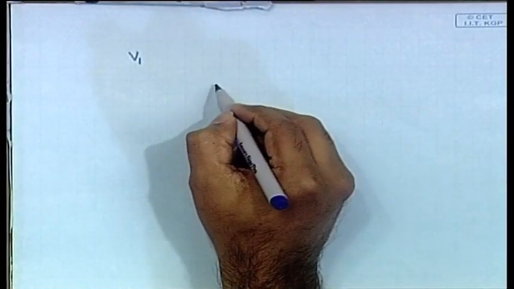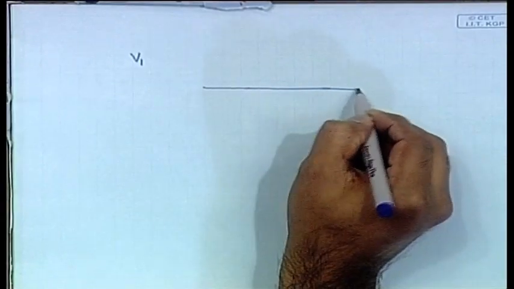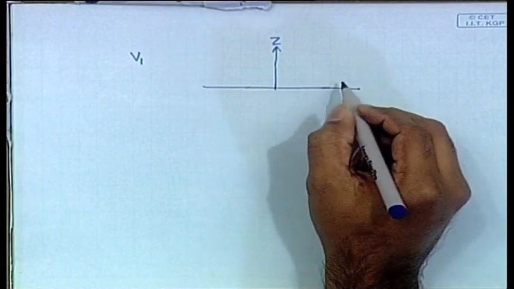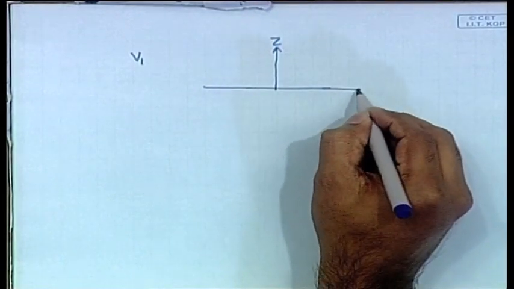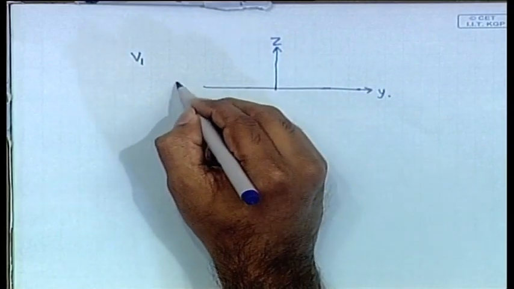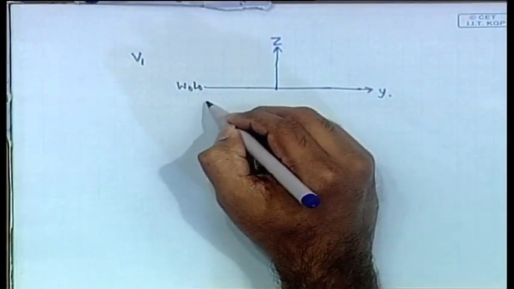Then let us assume that this is horizontal and this is vertical, and this is z and this is x or y, let us call this y. So, this is initially W 0 L 0 and the body then tilted to.